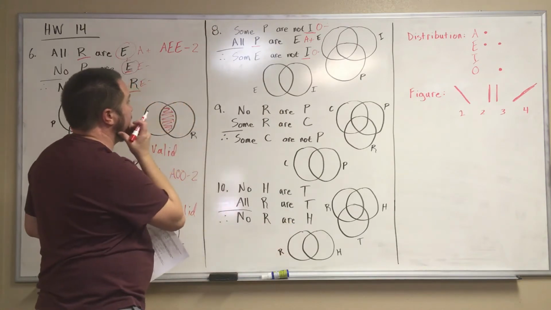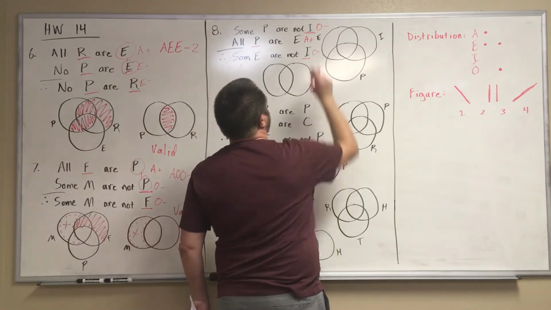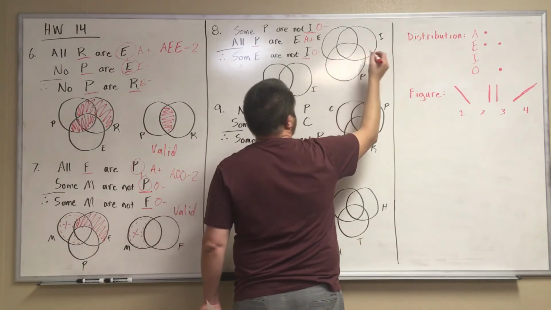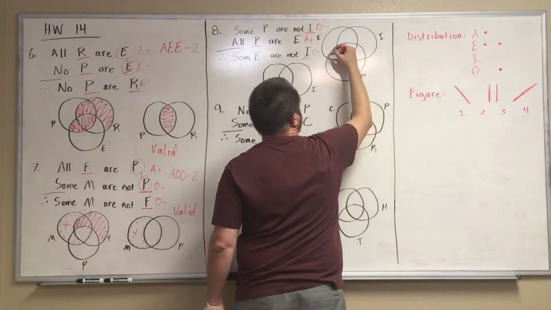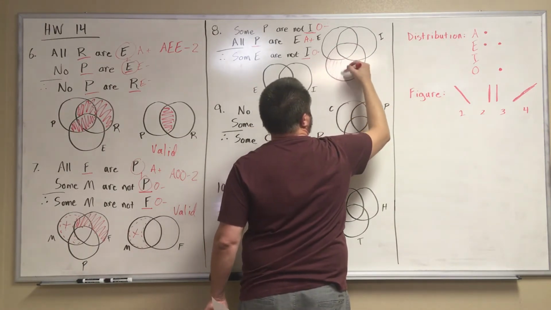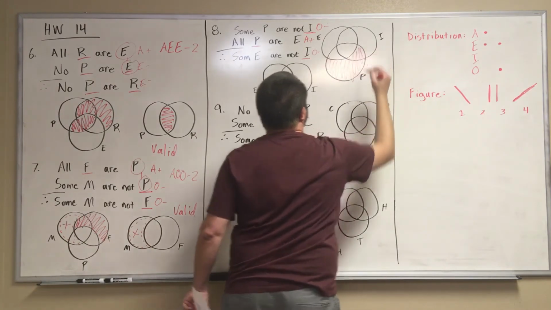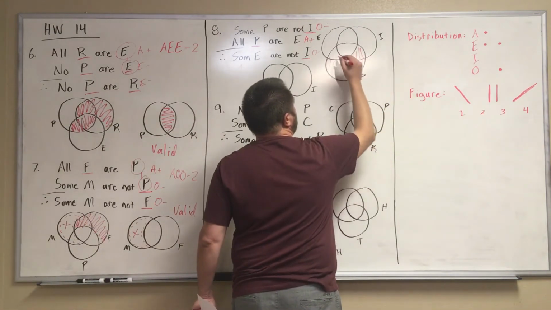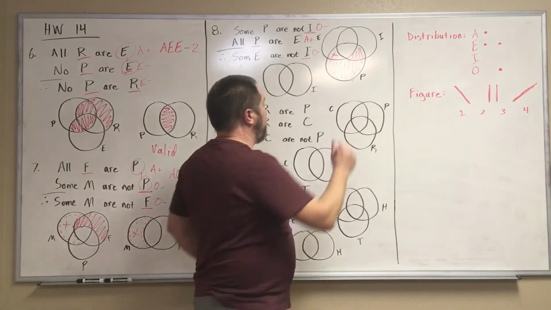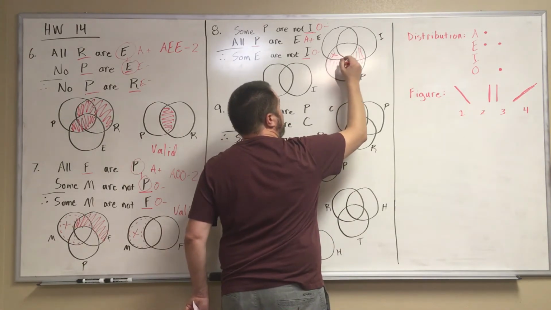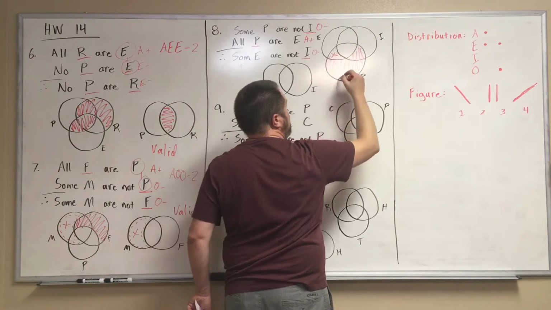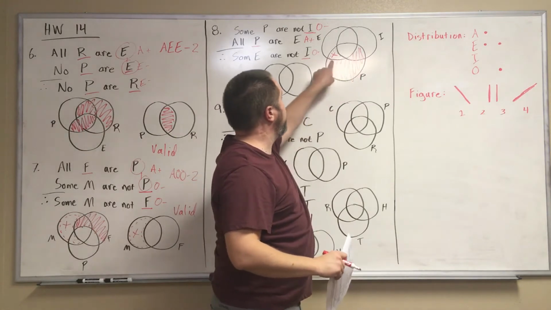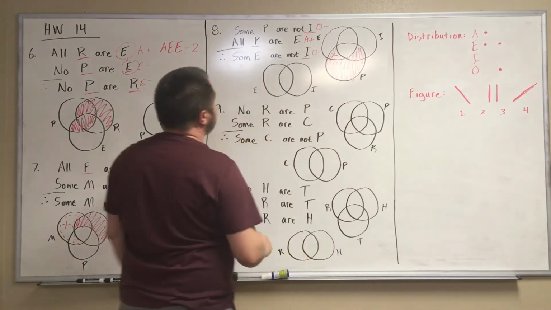Let's fill in the Venn diagrams. We have a particular here and a universal, so let's do the universal first. All P are E. Eliminate that space down at the bottom. Some P are not I. So the only space that we're left with is this space right here. Because what it's asking is an X somewhere in this whole crescent moon on the bottom. But since we've already shaded out this area, we know it's right there.